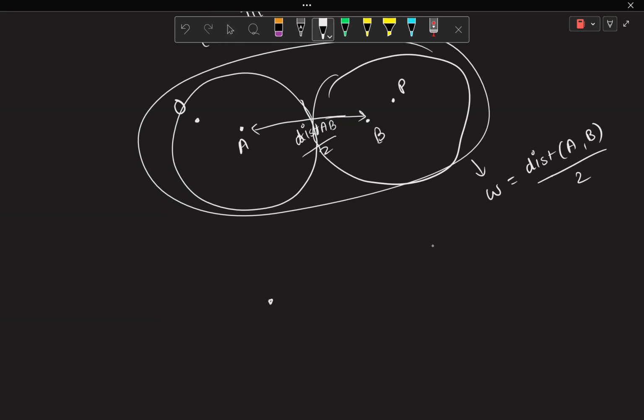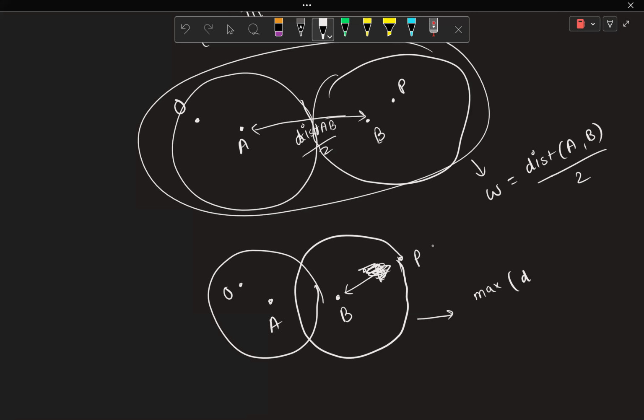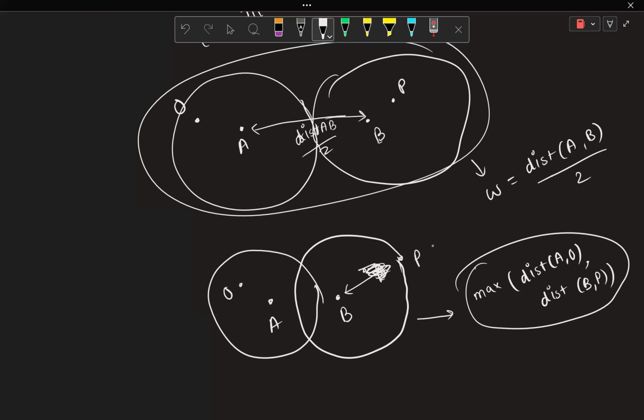Or you could have a case where A and B are not too far away from each other, but O and P are at such a distance that if you pick some value, you will have some intersection in A and B, and all the points will lie in that region. In this kind of case, the best answer would be to find the max of the distance of A to O and the distance of B to P. Right. In this kind of case, this might be your answer. This might also be your answer.